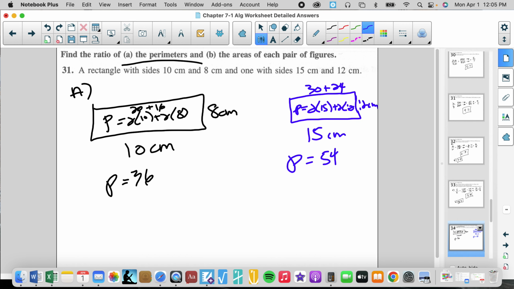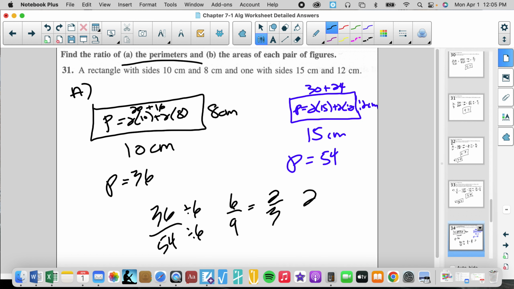So that ratio of the perimeters is going to be 36 to 54, which goes in 6 times, and that's going to be 6 over 9. And that's going to be 2 over 3, or 2 to 3 perimeter ratio. That's number 31A. 2 to 3, good.